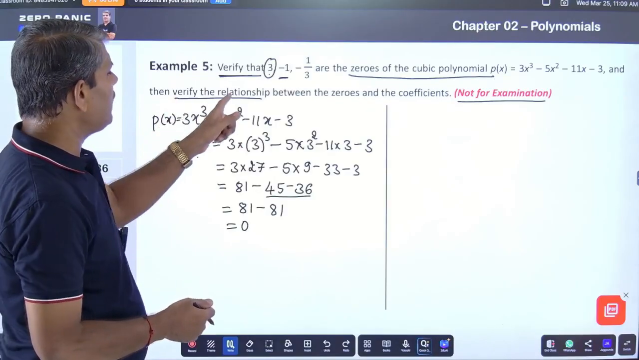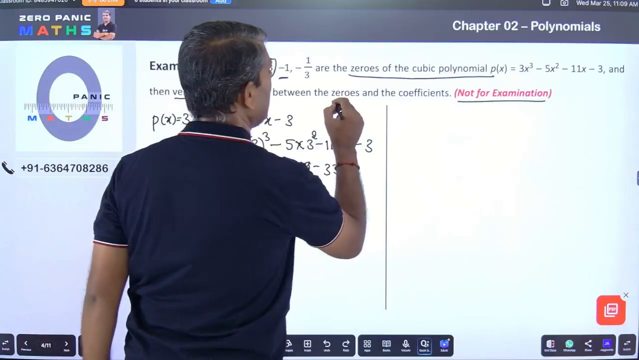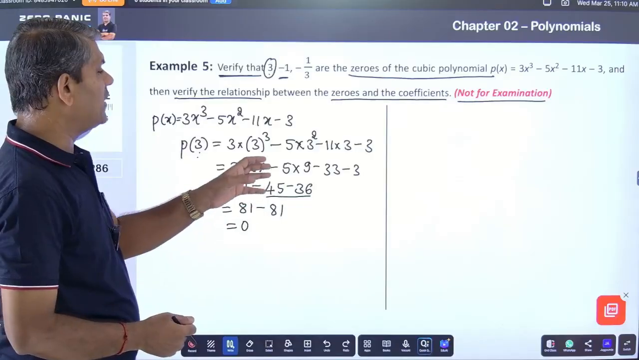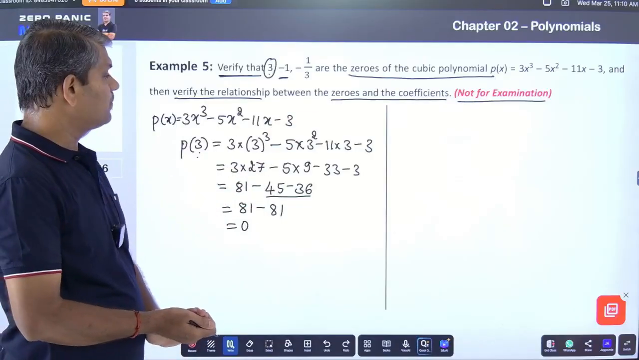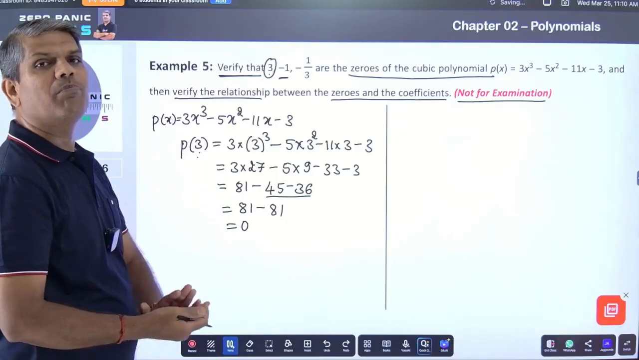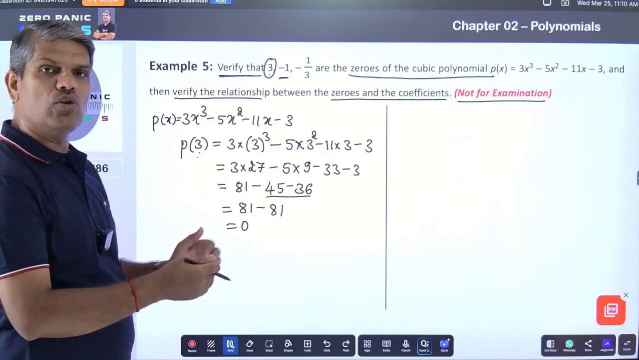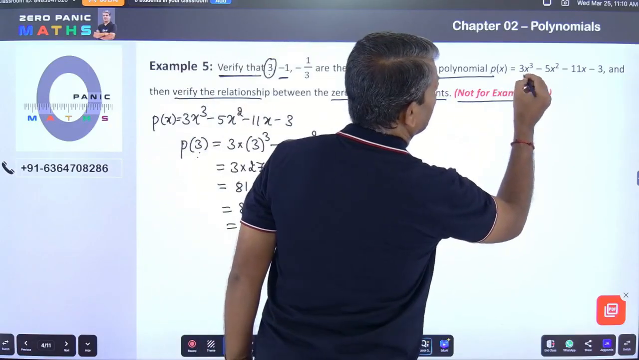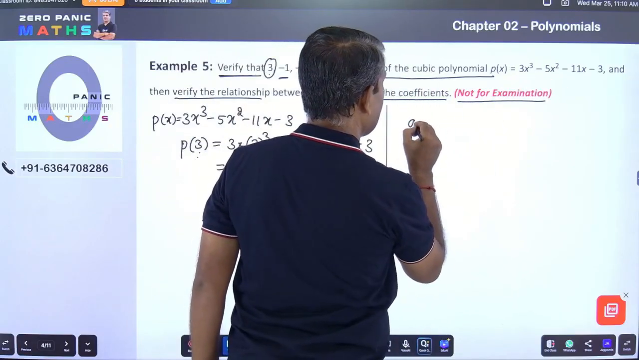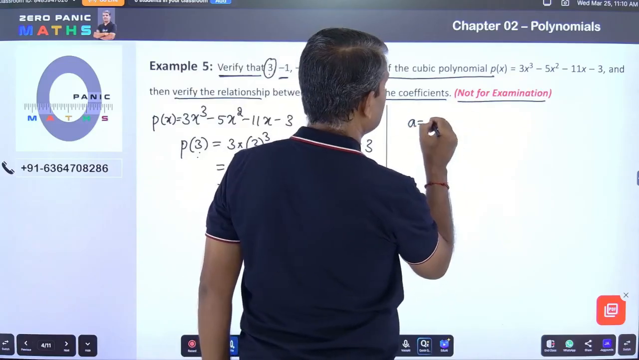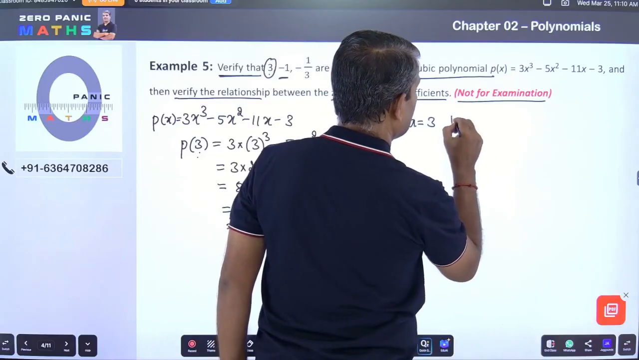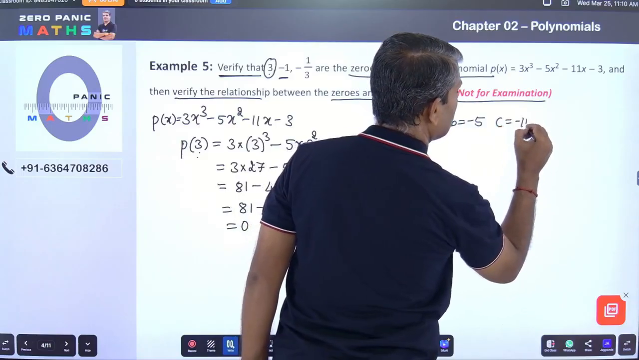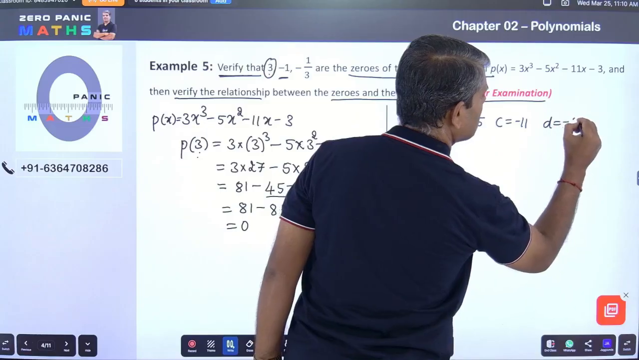The second thing is to verify the relationship between the zeros and the coefficients. Let me give you one part of that, the sum of the zeros, whether it comes to minus b by a or not. The remaining two you can verify yourself. Since this is the equation, what is a? Let me write the coefficients first. a is 3, b is minus 5, c is minus 11 and d is minus 3.